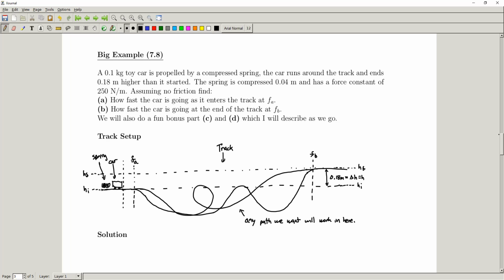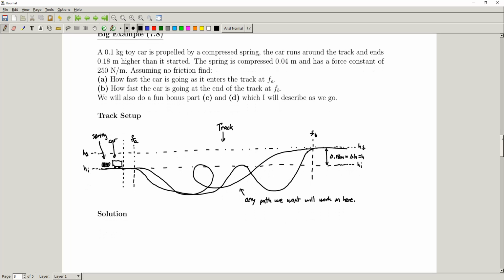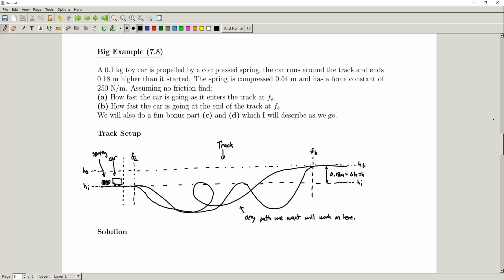So okay, let's jump in and start off here. In part A, we can see here we have the spring, we have our car here, and the spring is compressed as the car is pushed up against it. So we want to start the whole thing. We want to release the car, let the spring release all of its potential energy into kinetic energy for the car. And we want to see how fast this car is going at the point FA here. So it's going to accelerate, and at the point FA, when it's on the track over here, we want to see how fast it's going.